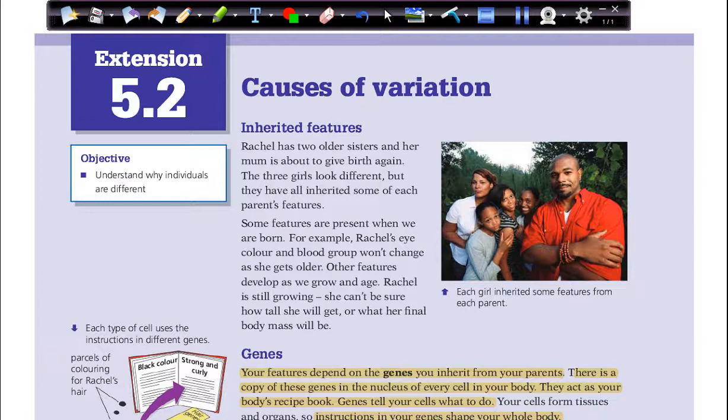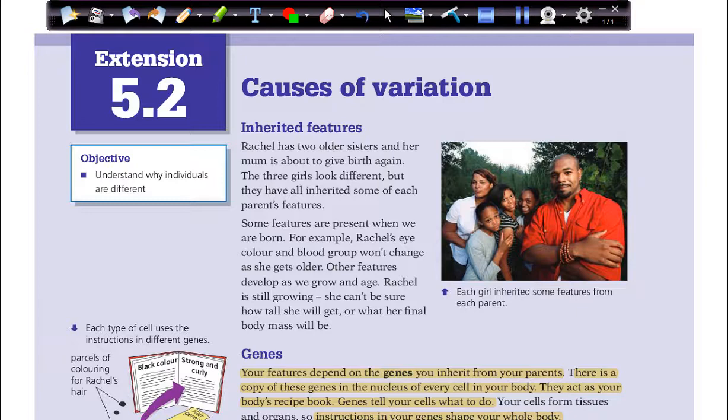We studied before about variation. Today we will study the causes of variation. So let's have a quick review about variation. We said that everyone has a different combination of features. That's why we have similarities, something in common between us, and we have a lot of things that are different. And we said that differences between individuals are called variation. So this is the definition of variation, the differences between individuals.